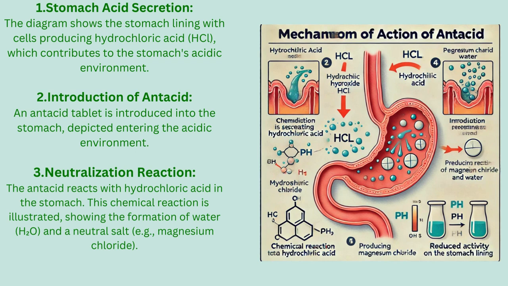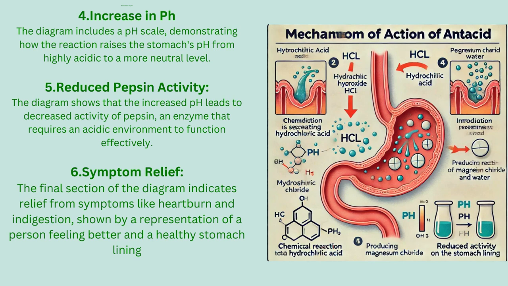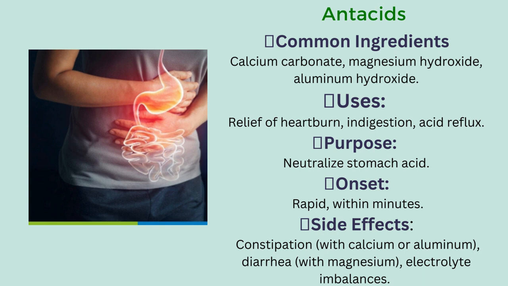with cells producing hydrochloric acid, which contributes to the stomach's acidic environment. An antacid tablet entering the acidic environment reacts with hydrochloric acid in the stomach. The diagram includes a pH scale, demonstrating how the reaction raises the stomach's pH from highly acidic to a more neutral level. The increased pH leads to decreased activity of pepsin, an enzyme that requires an acidic environment to function effectively. These are relief of heartburn, indigestion, acid reflux.